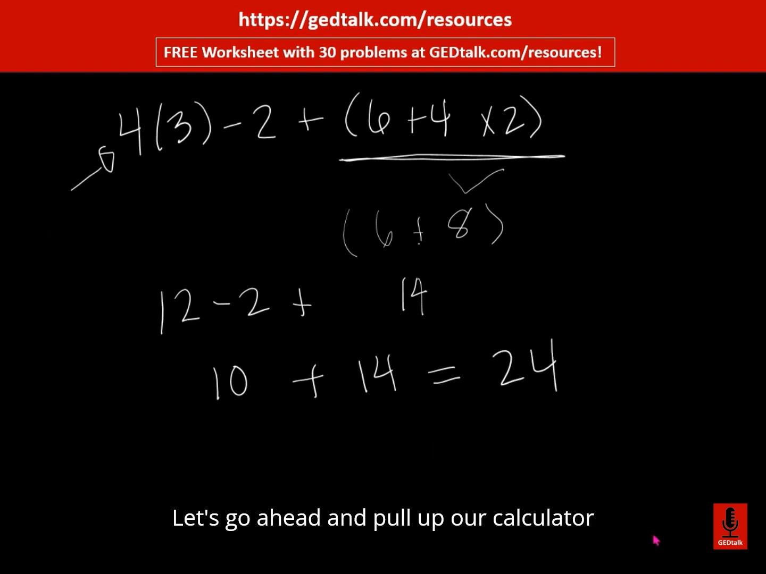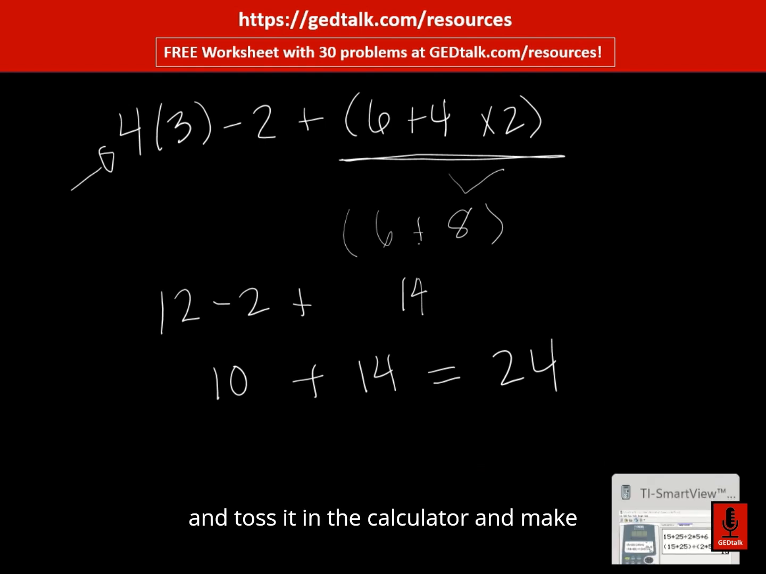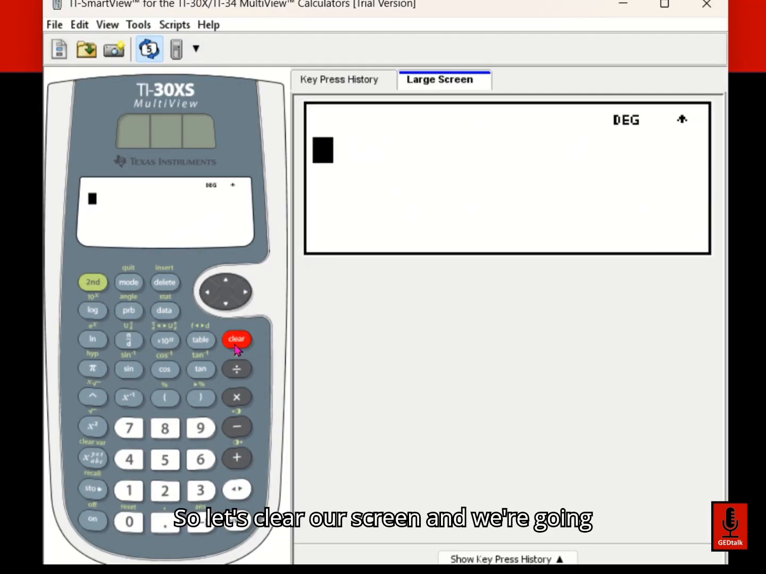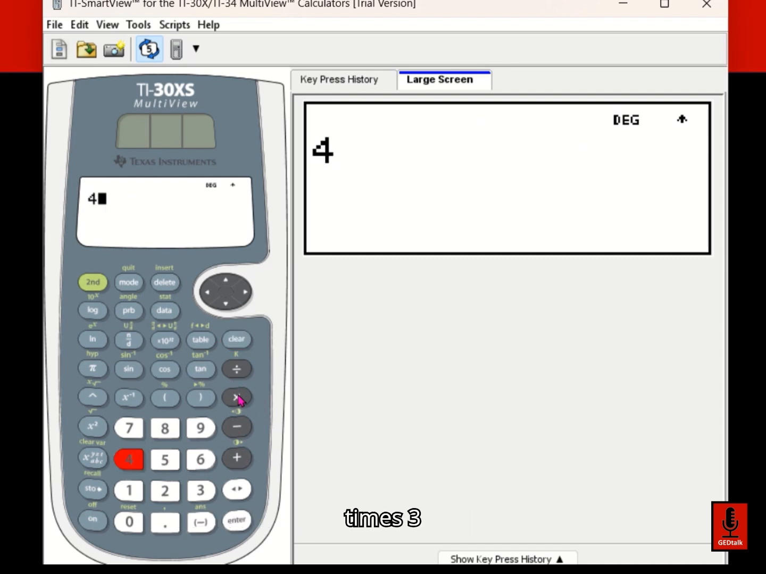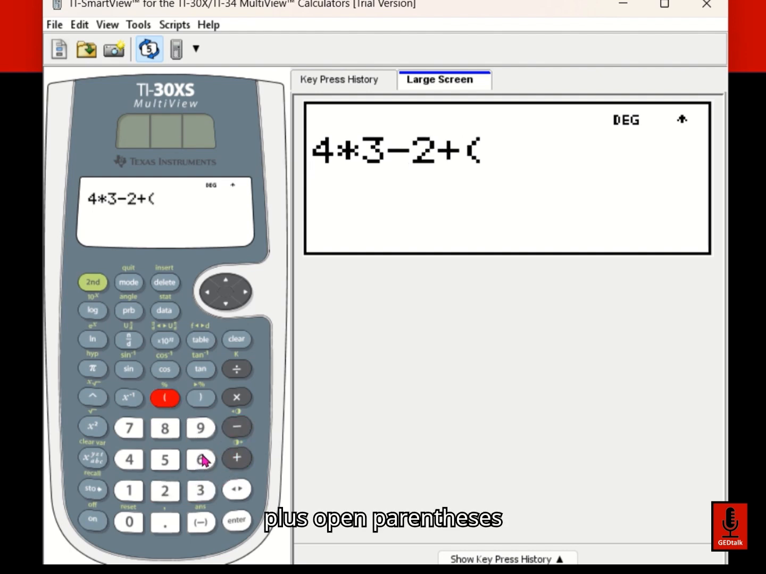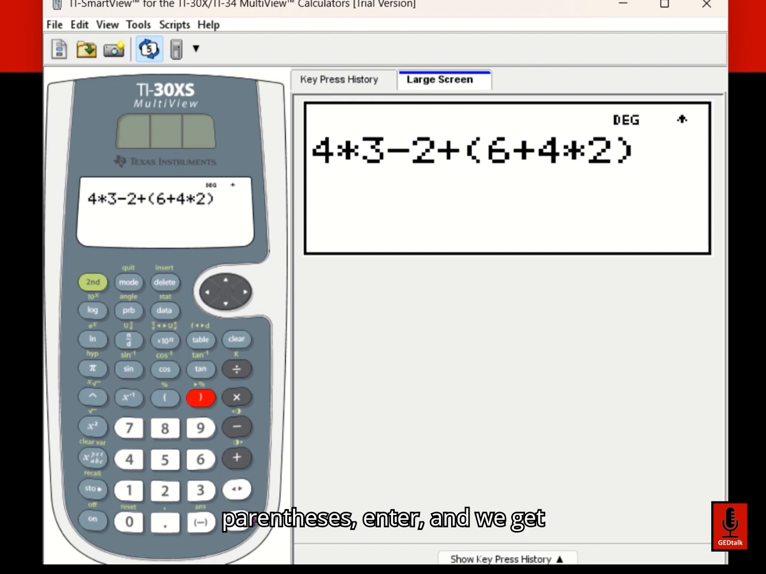Let's go ahead and pull up our calculator and toss it in, making sure we add the parentheses so we get the right answer. So let's clear our screen. And we're going to do 4 times 3 minus 2 plus, open parentheses, 6 plus 4 times 2, close parentheses, enter, and we get 24, which is the correct answer.